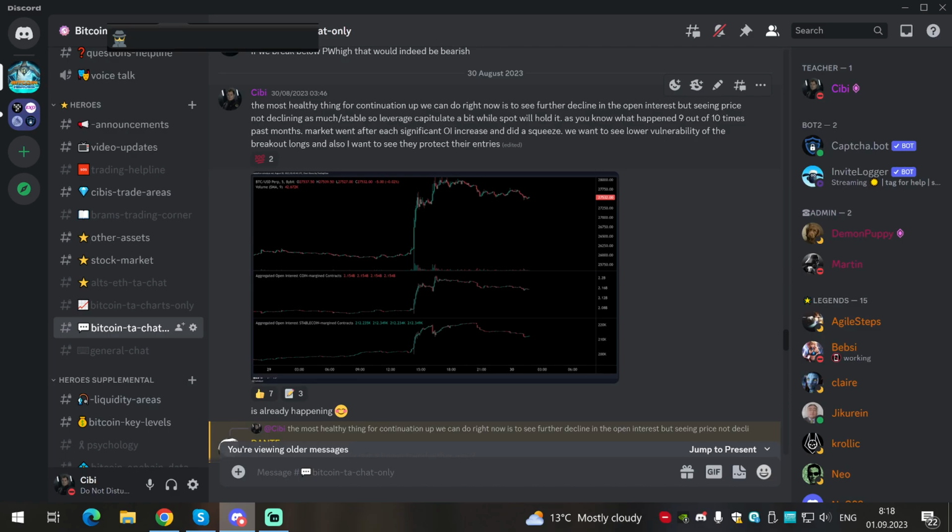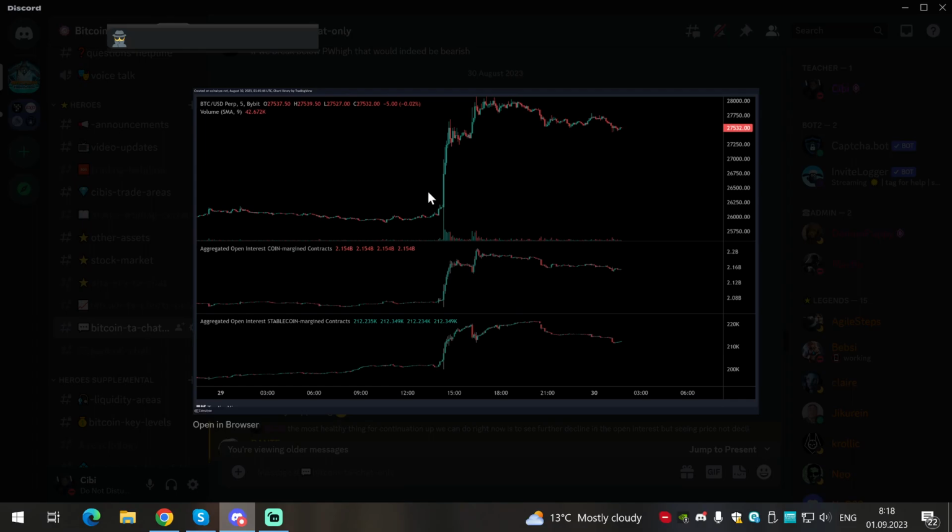As you know, what happened 9 out of 10 times in past months is that the market went after each significant OI increase and it did squeeze. We want to see the vulnerable breakout longs lower and protect their entry. So basically we wanted to see the market slowly pulling down, the open interest decreasing a lot, and spot markets placing bids and holding the market.